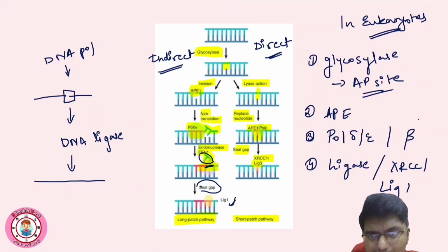Glycosylase enzyme is important, which will recognize the damaged base and remove it from the DNA. So this is about base excision repair.